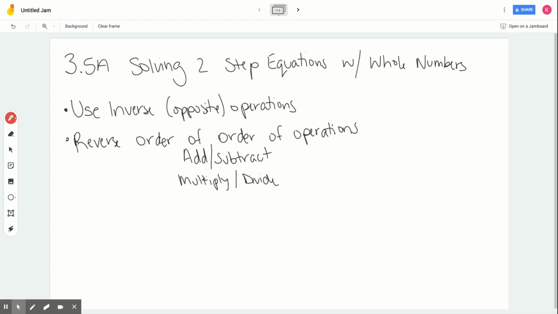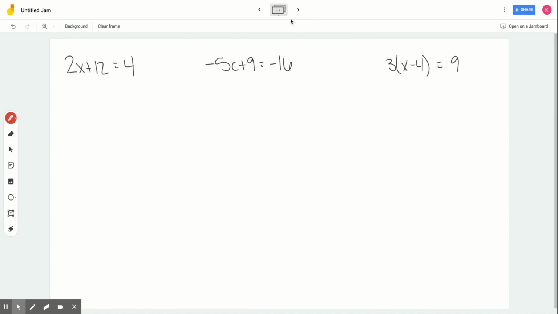Today we're going to be talking about lesson 3.5, part A, on solving two-step equations with whole numbers. In order to do this, we're going to continue using those inverse or opposite operations. As we start learning about equations with more than one step, we are going to use the reverse order of operations. So instead of multiplying or dividing first, we're going to add or subtract first, and then multiply or divide later. This will help us find the correct answer to the equations.